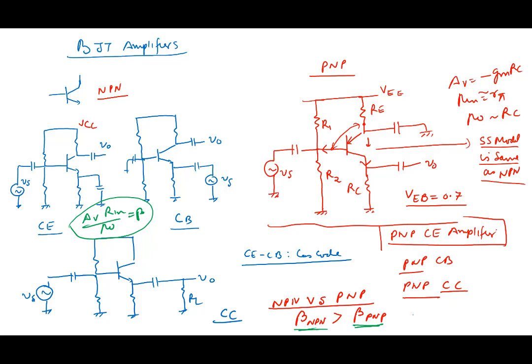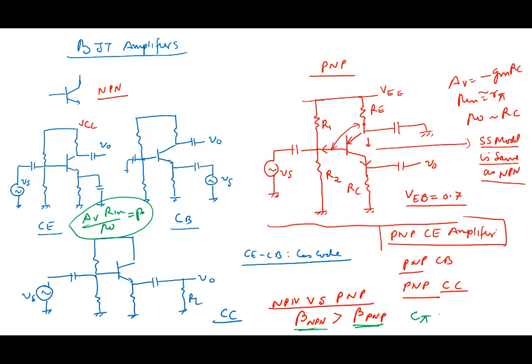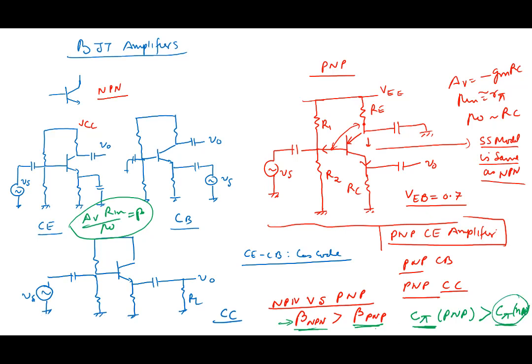The other thing is, if I look at the capacitance C pi, you will find C pi of PNP is larger than C pi of NPN, which means higher capacitance, and that generally translates into a slower transistor. Higher capacitance means a lower upper cutoff frequency. That's the reason why we don't prefer PNP: NPN has better beta and lower C pi. We prefer NPN transistors for implementing our circuits, so NPN transistors are preferred.